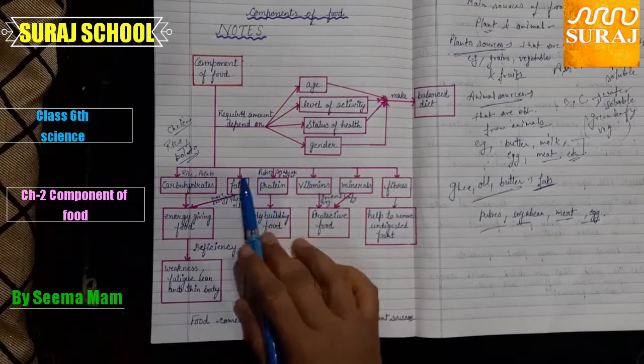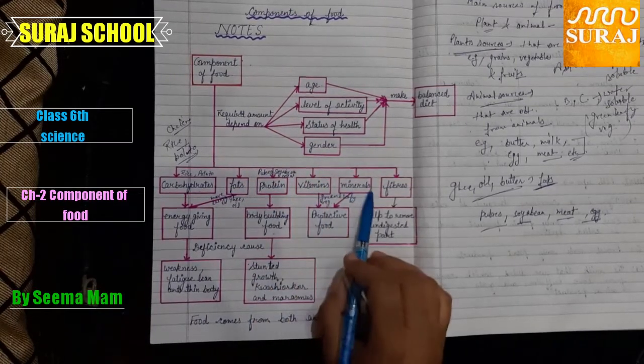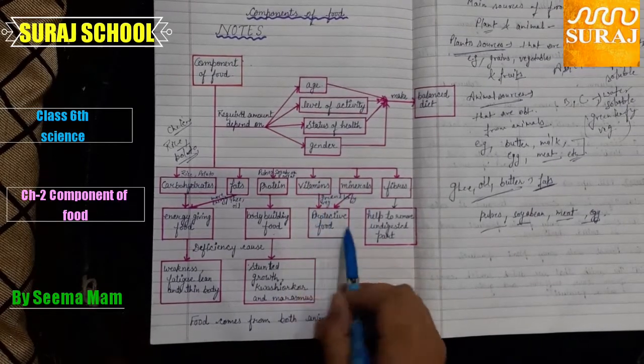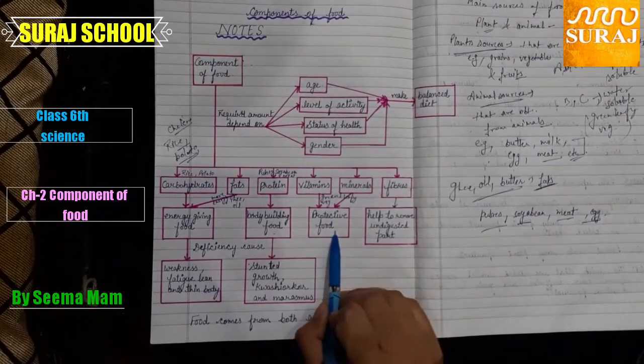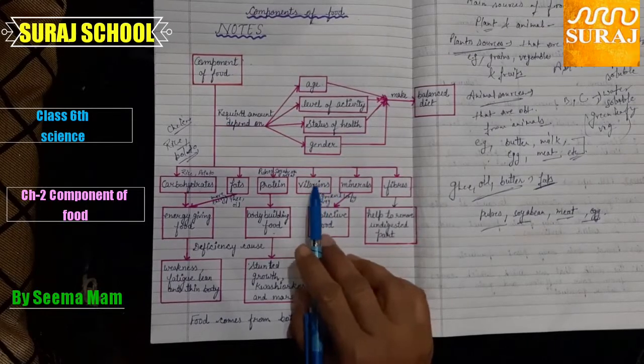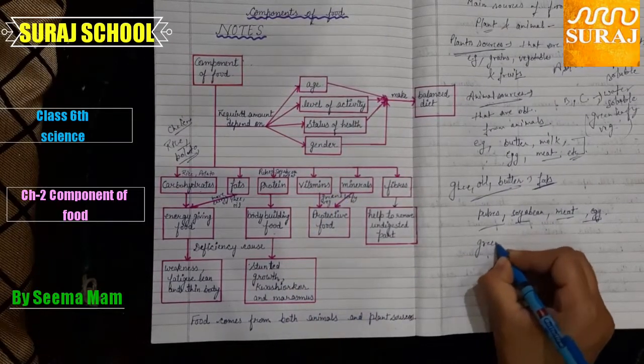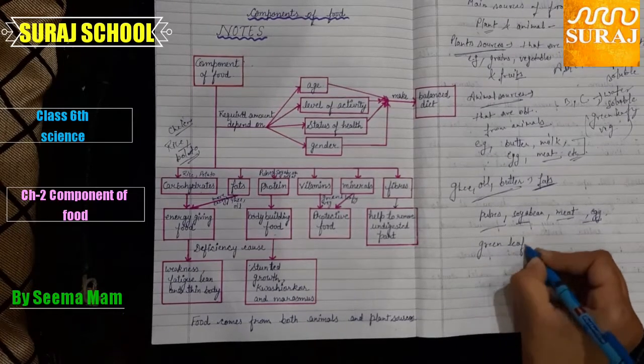Now the next component of food is vitamins and minerals. Vitamins and minerals are also known as protective food. And what are the items that contain a rich amount of vitamins and minerals? These are green leafy vegetables.